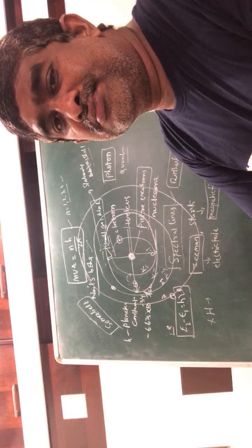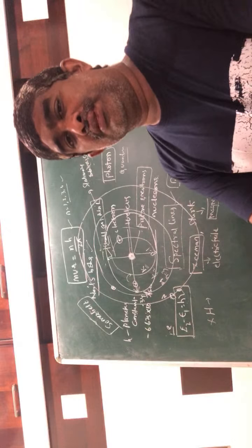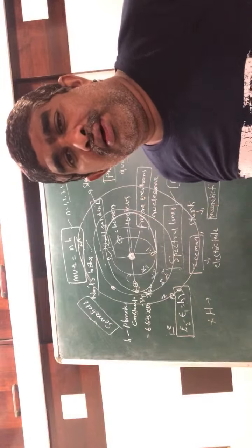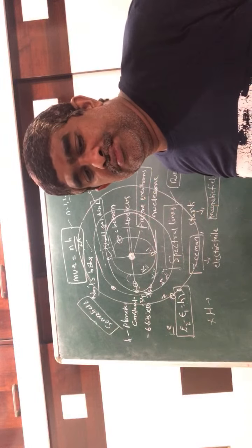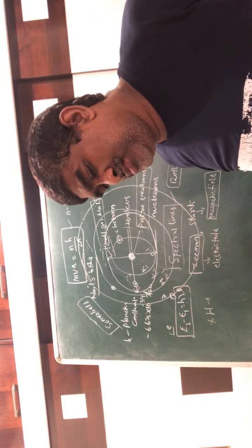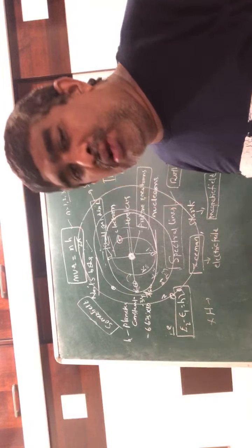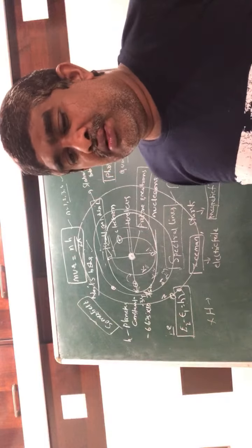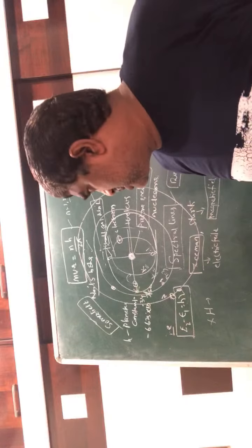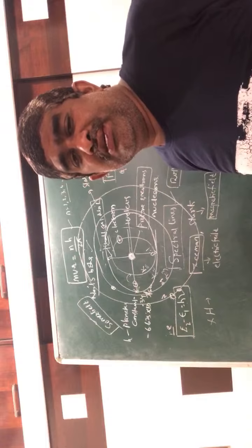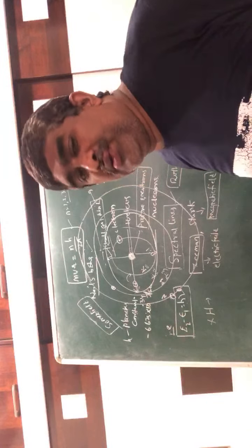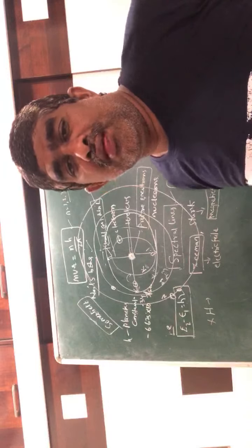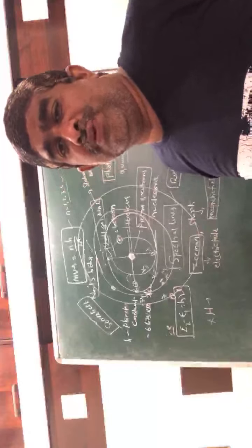Where m is the mass of the electron, v is the velocity of the electron, r is the radius of the orbit, and n equals 1, 2, 3, 4, and so on. h is Planck's constant, which equals 6.625 into 10 to the power minus 34 joule second.